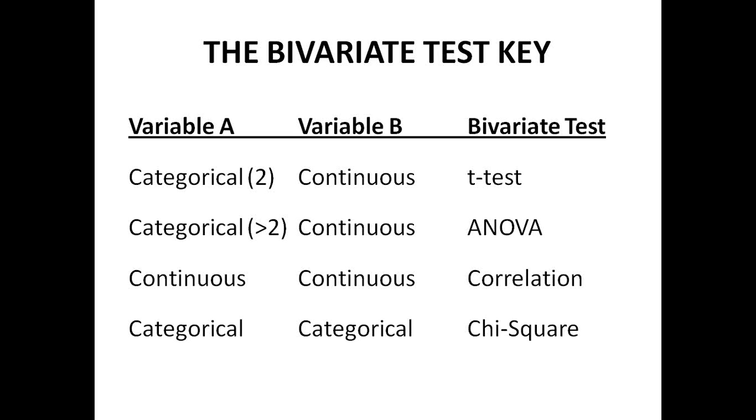If you had a categorical variable that was more than two categories, three or more, and variable B was continuous, you would use an ANOVA. And if variable A was continuous and variable B was continuous, a correlation. And if you had two categorical variables, regardless of the number of categories, you would use a chi-square.